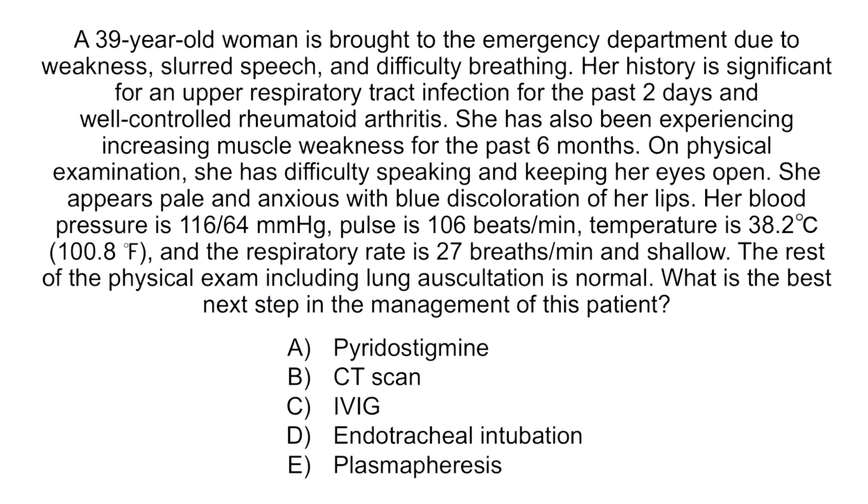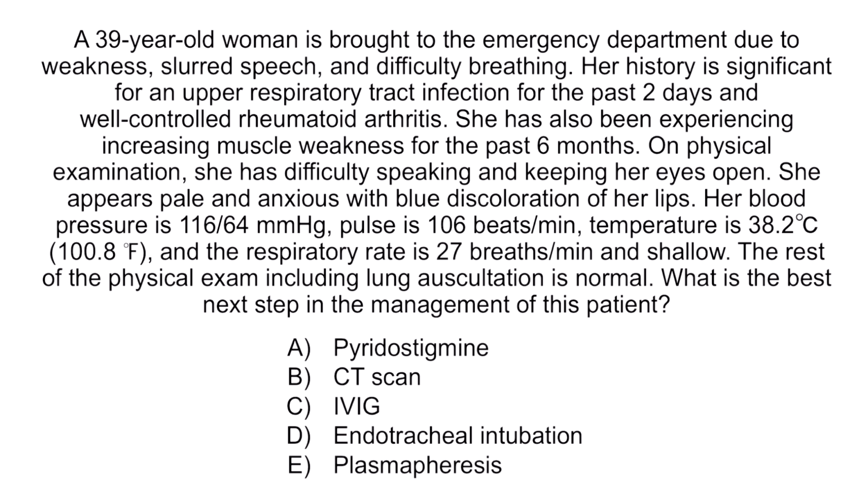Her blood pressure is 116/64 millimeters of mercury, pulse is 106 beats per minute, temperature is 38.2 degrees Celsius, and the respiratory rate is 27 breaths per minute and shallow. The rest of the physical exam, including lung auscultation, is normal. What is the best next step in the management of this patient? A. Pyridostigmine, B. CT scan, C. IVIG, D. Endotracheal intubation, or E. Plasmapheresis.